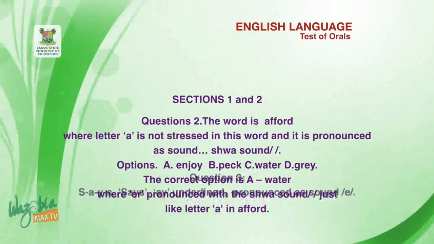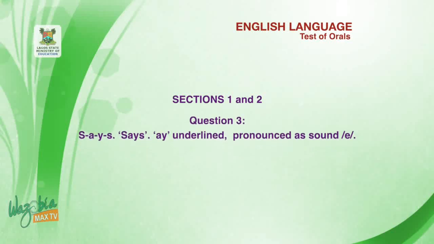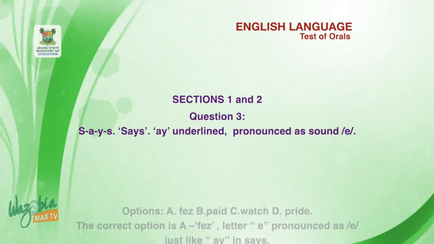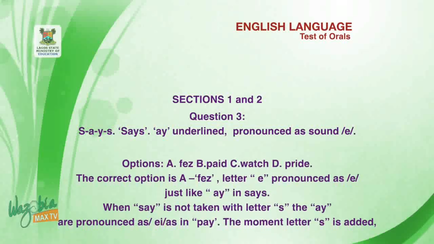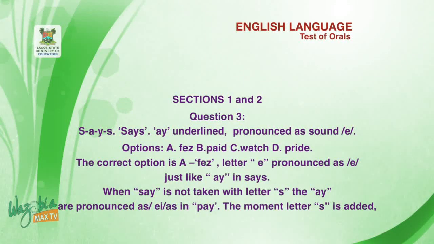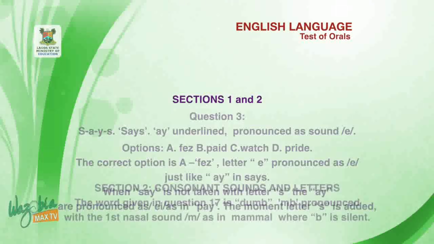Question 3. S-A-Y-S, says. AY underlined, pronounced as which sound? Options: A, fez, B, paid, C, watch, D, pride. The correct option is A, fez, letter E pronounced just like AY in says. I want to quickly point your attention to this or remind you that when SAY is not taken with letter S, the AY is pronounced as A as in pay. The moment letter S is added, the AY becomes a short e sound and the word is says.